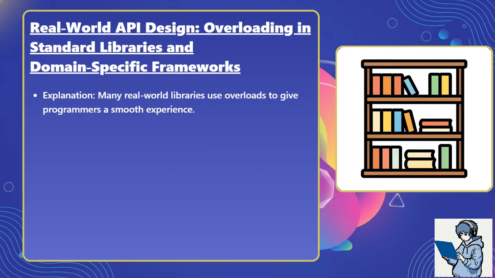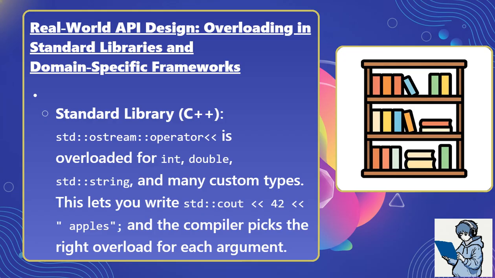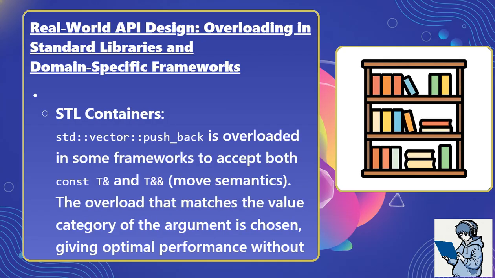Explanation: many real-world libraries use overloads to give programmers a smooth experience. Standard library C++: std::ostream operator less-less is overloaded for int, double, std::string, and many custom types. This lets you write std::cout less-less 42 less-less "apple", and the compiler picks the right overload for each argument. STL containers: std::vector push_back is overloaded to accept both const T reference and T rvalue reference for move semantics. The overload that matches the value category of the argument is chosen, giving optimal performance without the user having to think about it.